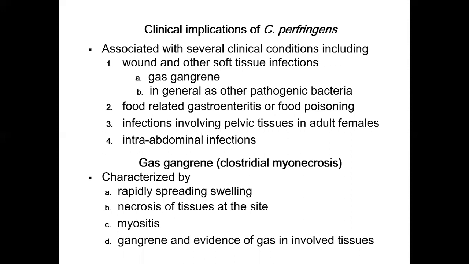Then we've mentioned this condition called gas gangrene, and it is also referred to as clostridial myonecrosis. And if you look at that myonecrosis part, it's something related to skeletal muscle. So it is a condition associated with rapidly spreading swelling, necrosis of tissue at the site, and myositis, that is inflammatory process involving skeletal muscle, and also gangrene and evidence of gas in involved tissues.